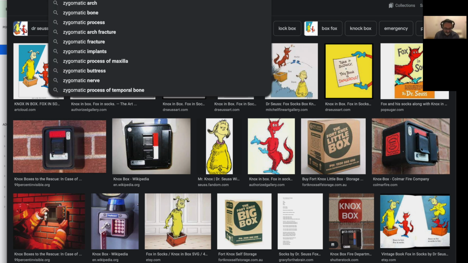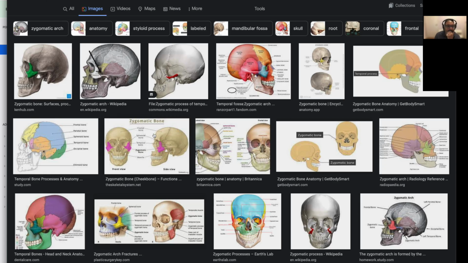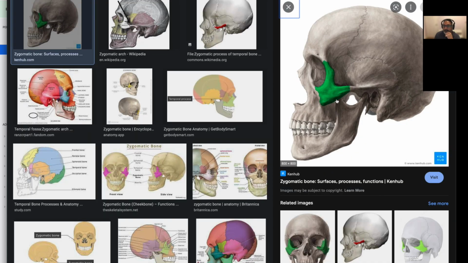Zygomatic process of temporal bone. No, that's all right. So this is what it is. That's not the zygomatic process of the temporal bone. That is the zygomatic bone. That is the zygomatic bone. That is the temporal bone. So what you're seeing is you're being able to see this, and you see that, and you see that. So those three things have shown up.